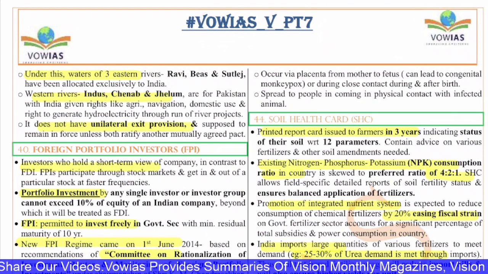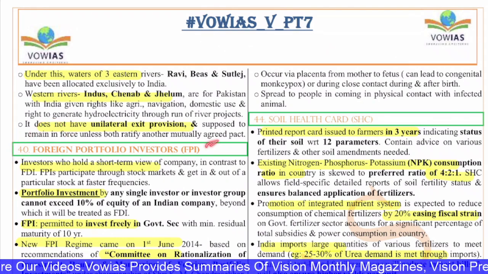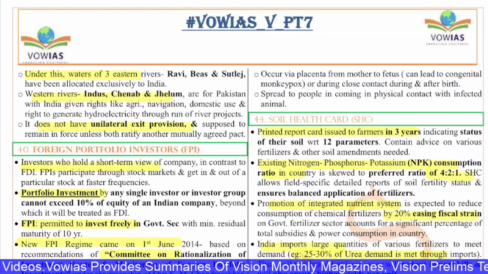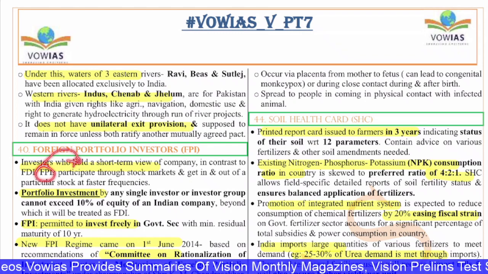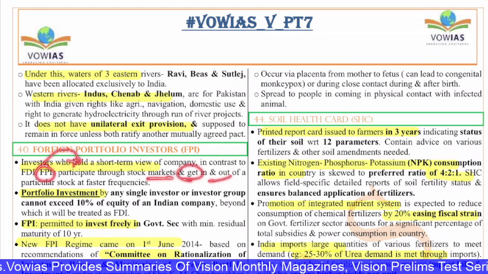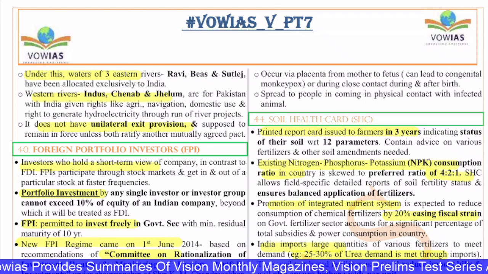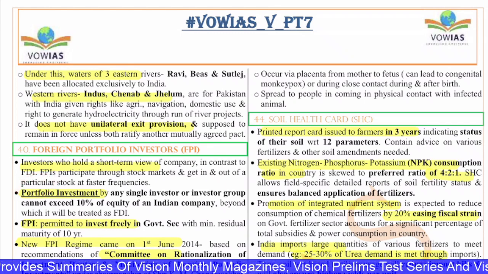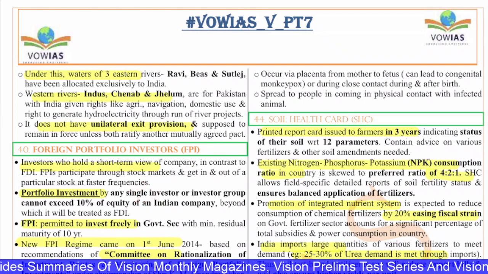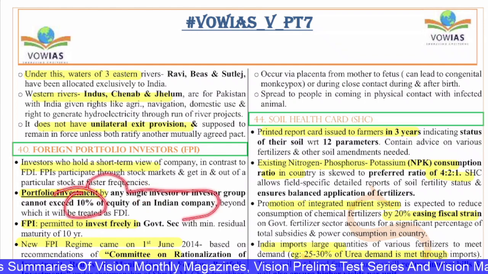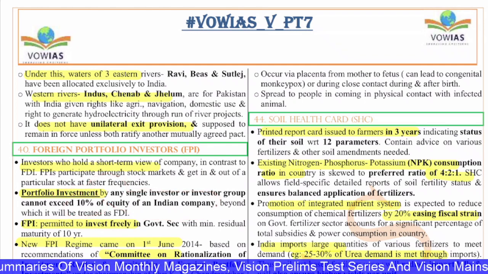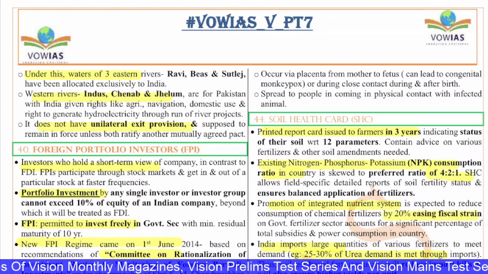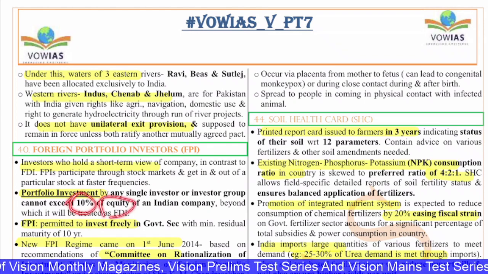Next, this 40th question is on the foreign portfolio investors, the FPI. The investors who hold a short-term view of the company, in contrast to FDI, are called FPI. The FPIs participate through the stock market and get in and out of a particular stock at faster frequencies. You have the portfolio investment, which means the investment by any single investor or investor group, and this cannot exceed 10% of the equity of an Indian company. That is called portfolio investment, and anything beyond this 10% is treated as FDI.